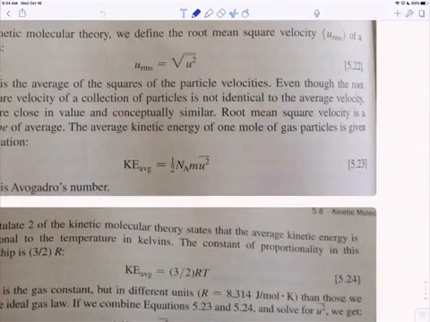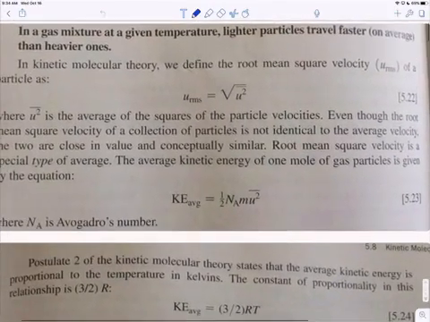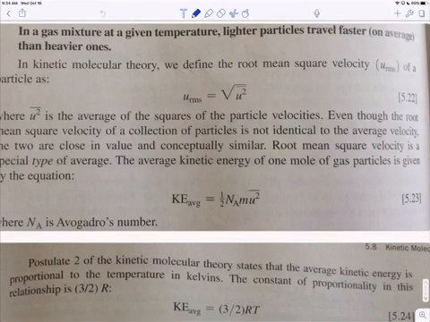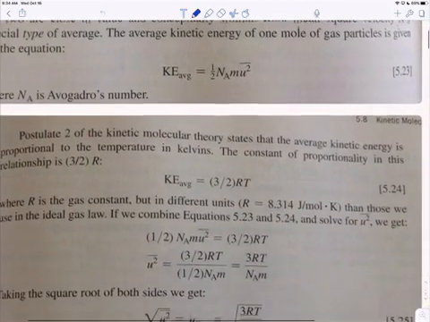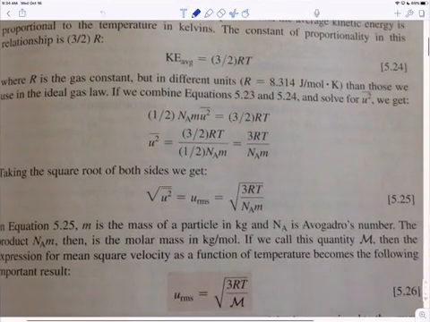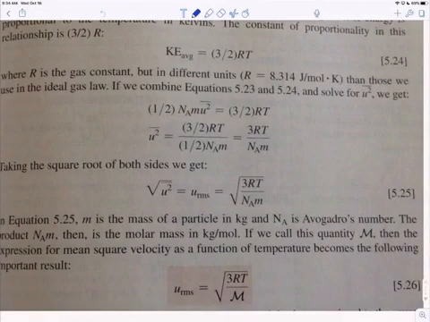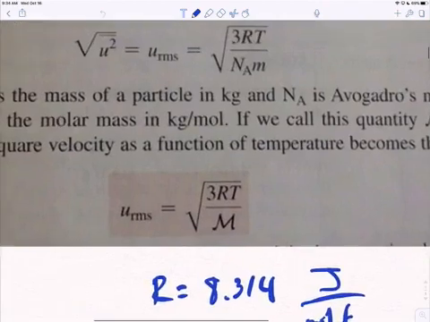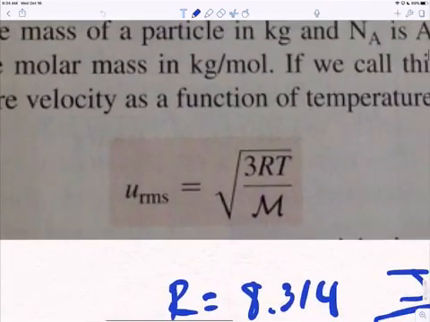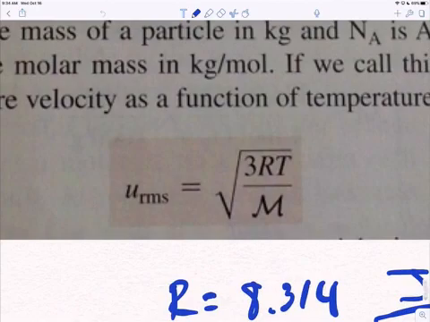And I mentioned before about the root mean squared velocity. So, root mean squared velocity and average kinetic energy there. Here's a derivation for it. I don't like derivations, to be honest. But here is the so what. The root mean squared velocity is equal to the square root of 3RT over the molecular weight.